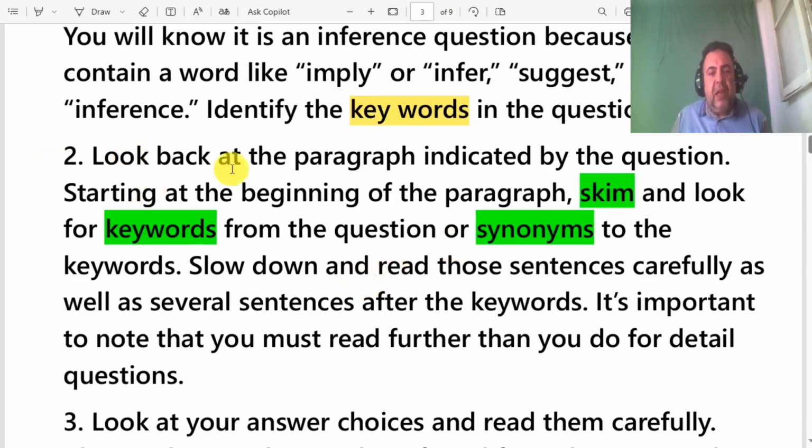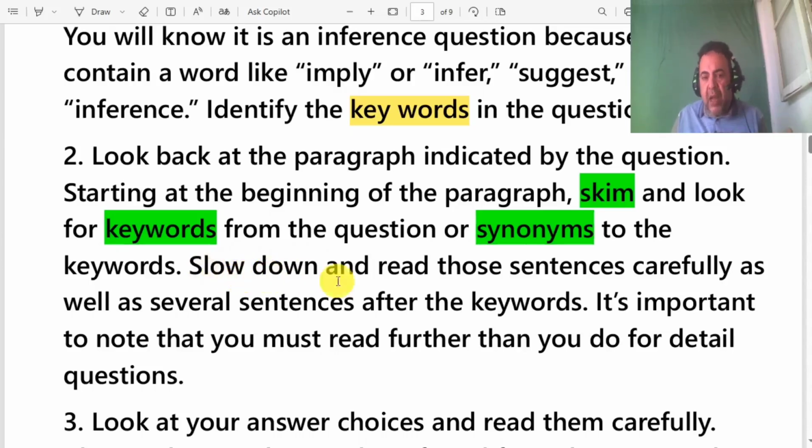Number two, look back at the paragraph indicated by the question, starting at the beginning of the paragraph. This is a very critical point, because if you don't look back and focus on the paragraph indicated in the question, you may sometimes mischoose the right answer. Sometimes you can use your skills like skimming or scanning, but skimming is preferable at this point. Look for the keywords from the question, and search also for synonyms, other meanings for the words in the keywords.